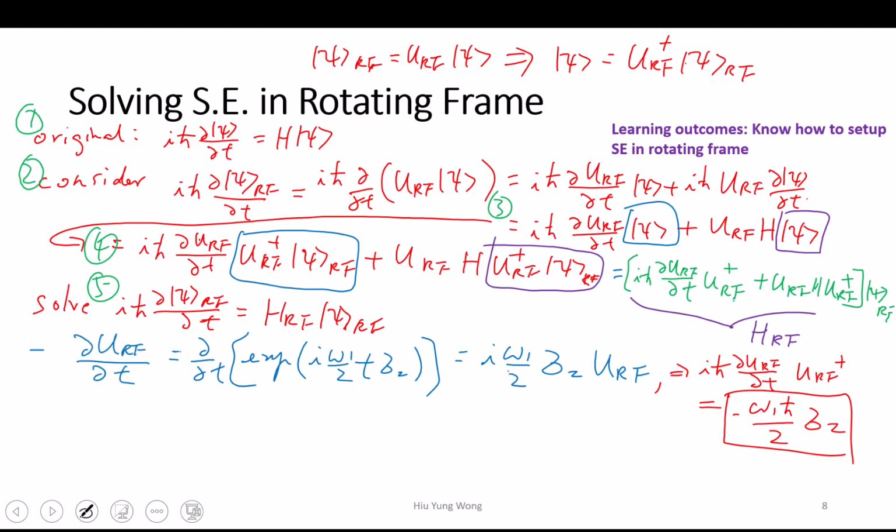So how about the second term? The second term is a little bit more complicated. Wait, did a minus get added? No, it's minus because i times i.